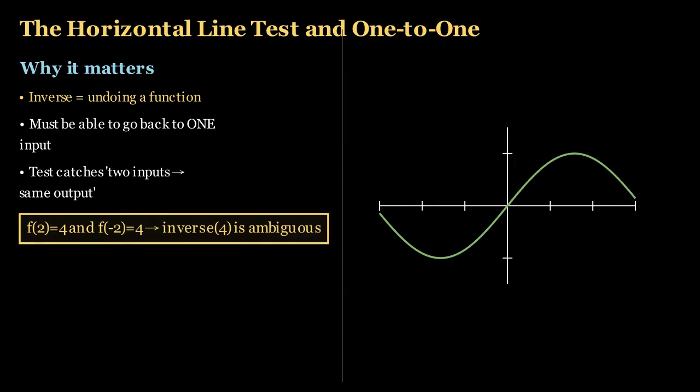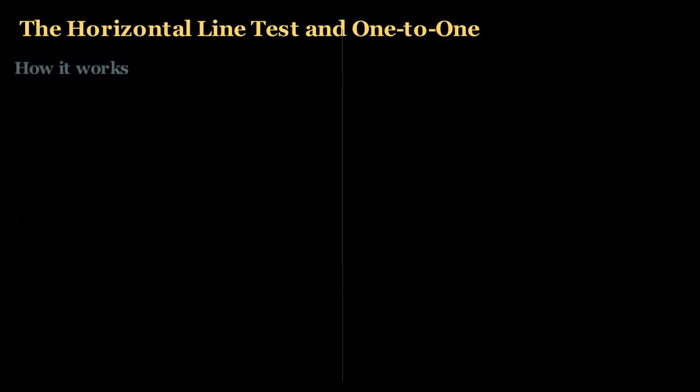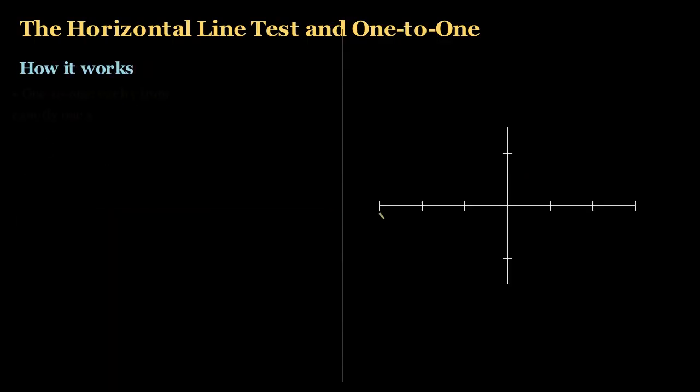If a horizontal line hits the graph twice, those 2 points share the same y value, meaning the function is not one-to-one, and its inverse would not be a proper function. A function is called one-to-one when every y value in its range is paired with exactly one x value from its domain. Think of it as a perfect pairing, like dance partners where nobody is left out and nobody has two partners. Let us see why y equals x squared fails the test.